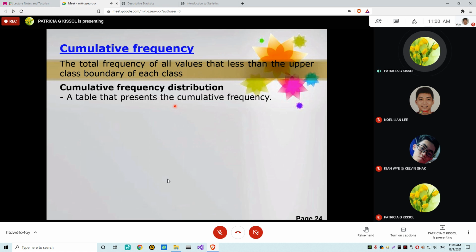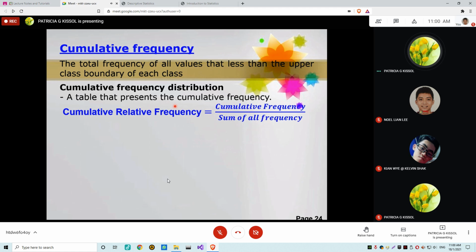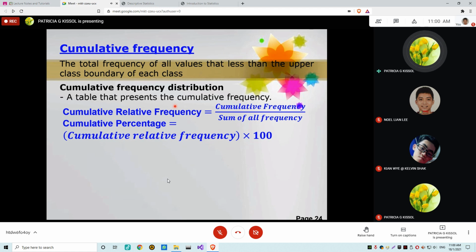I just finished up the cumulative frequency. I think you remember cumulative frequency, whereby you have to total all the frequencies of all the values that are less than the upper class boundary of each class. That means we keep on adding the frequency as we go to each category. We also have a cumulative relative frequency, whereby you find cumulative frequency divided by the sum of all frequencies. And we also have cumulative percentage, which is cumulative relative frequency times 100.